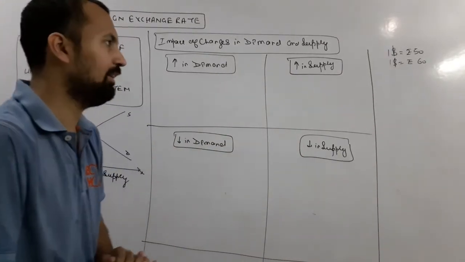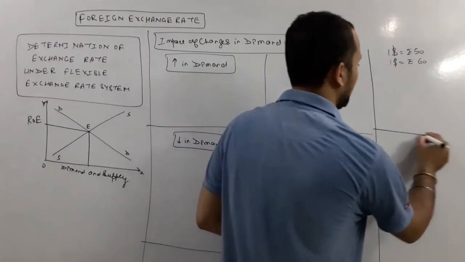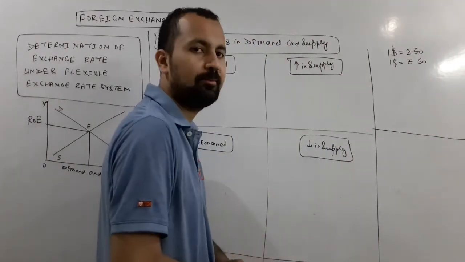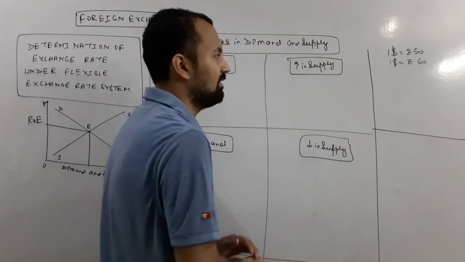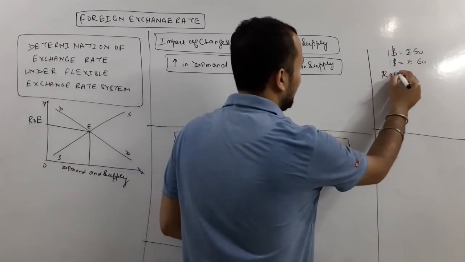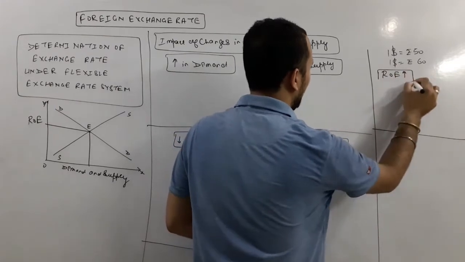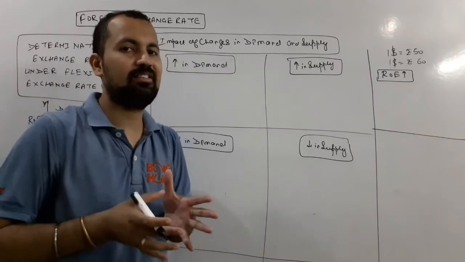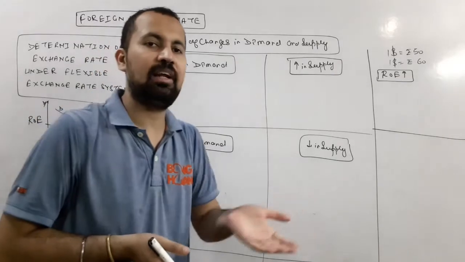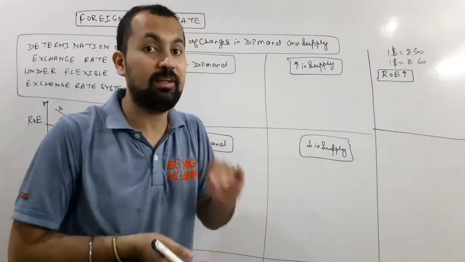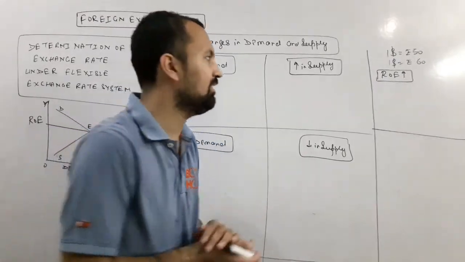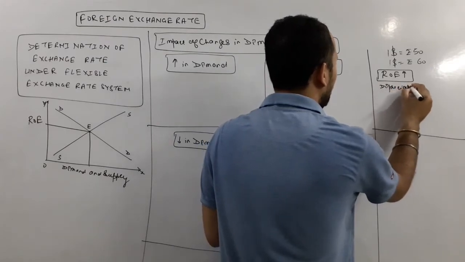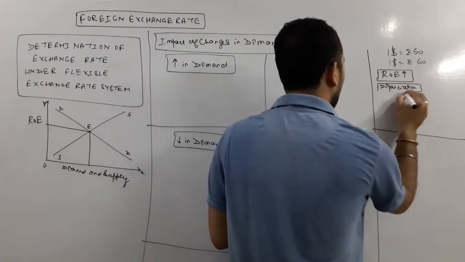Before starting these headings, we will discuss the different kinds of situations that come under the exchange rate. Just an example, $1 equals rupees 50. If $1 comes to rupees 60, it means that the rate of exchange increases. If the rate of exchange increases, it means our currency depreciates. Earlier we had to pay 50 rupees for $1, now we need to pay 60 rupees for $1. This is depreciation of domestic currency.